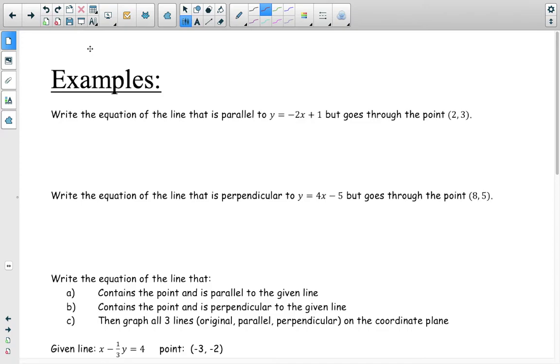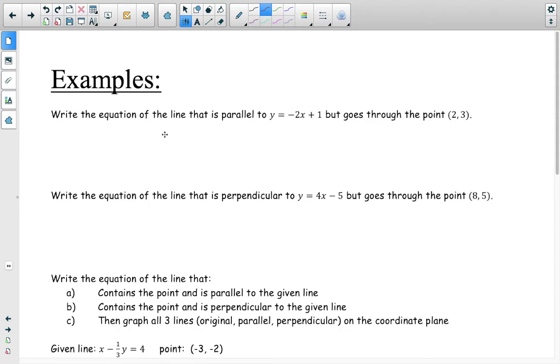This video is on parallel and perpendicular lines. We will be writing the equation of lines that are parallel or perpendicular to given lines and going through given coordinates algebraically without the use of graphing.